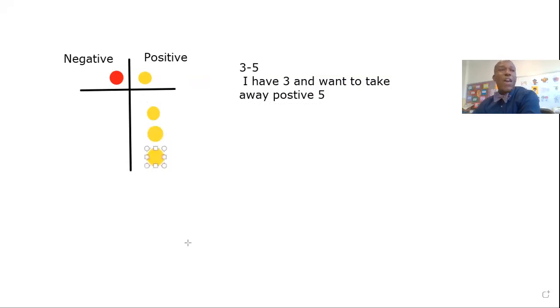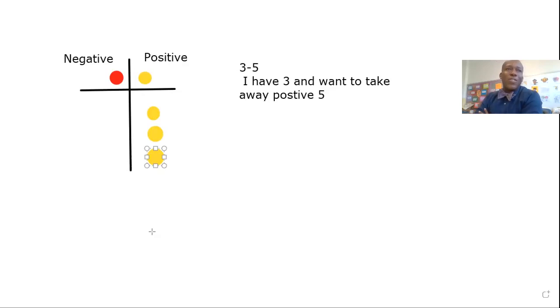Now, you say, do you have enough to take away 5? And we do not, because we only have 3. So that would mean that we need some kind of way to add 2 more positives. And then here begins our discussion of properties of real numbers. What number can we add to 3 that will not change the value of 3? And hopefully your students will say 0, okay?